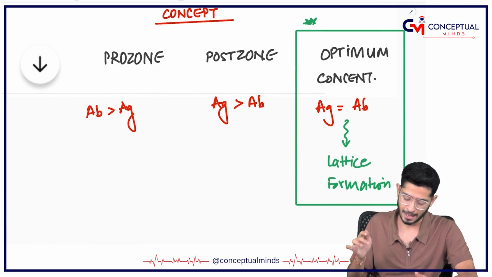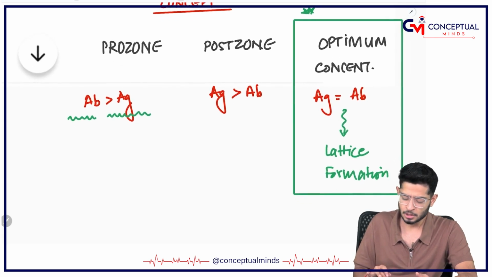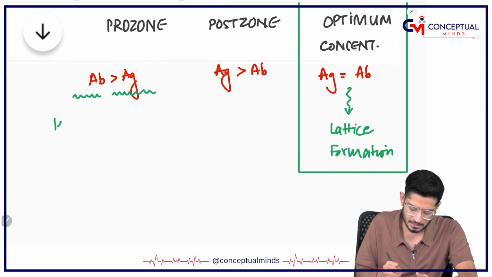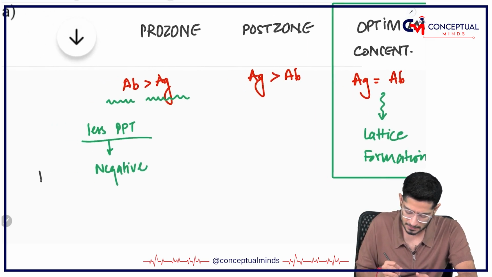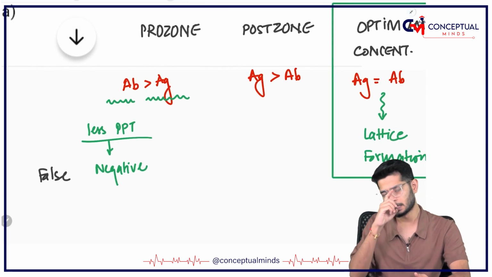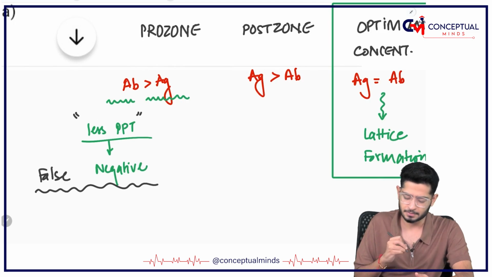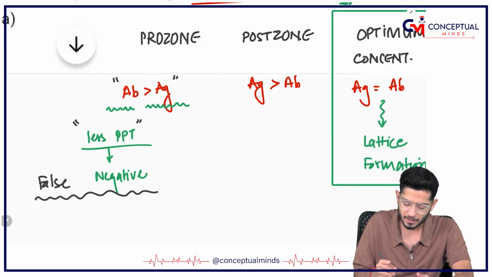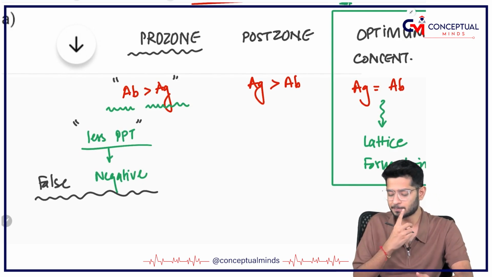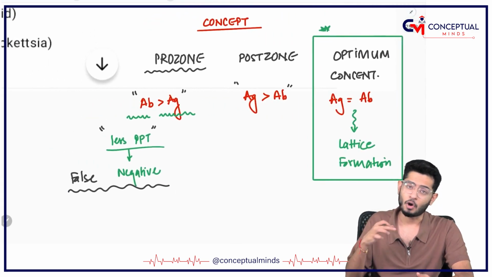Sometimes it happens that the antibodies are more than the antigen, so we will see less amount of precipitate being formed and the result will be negative, but that's not a true negative, that's a false negative, my dear friends. So you get some false negative results if less precipitate forms, and that happens if the antibody is more than the antigen. That means we are in prozone. Whereas in postzone, the antigen is more than the antibody.